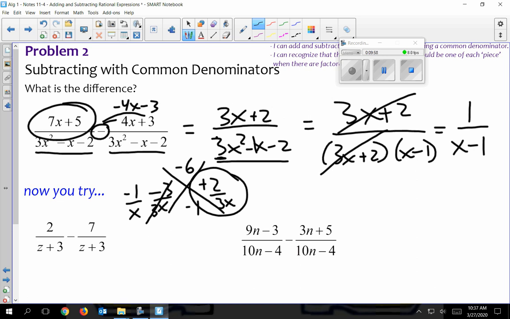All right, once you guys hit pause and try these, these two aren't really that different. Just be careful of the subtraction sign, especially the second problem. Okay, so give it a shot.